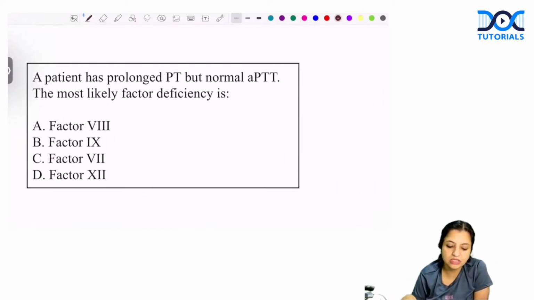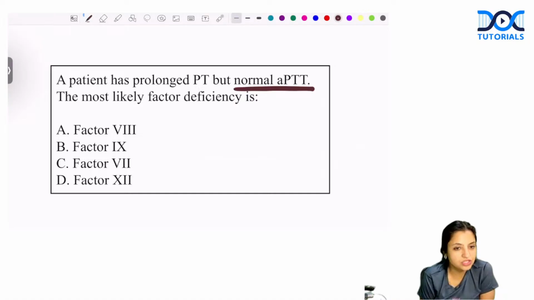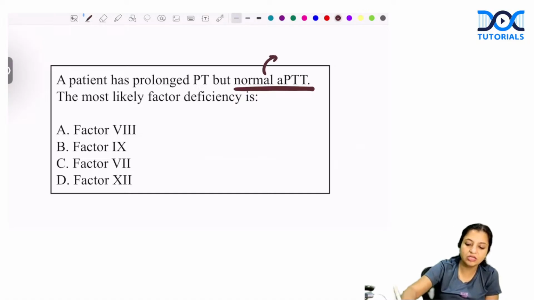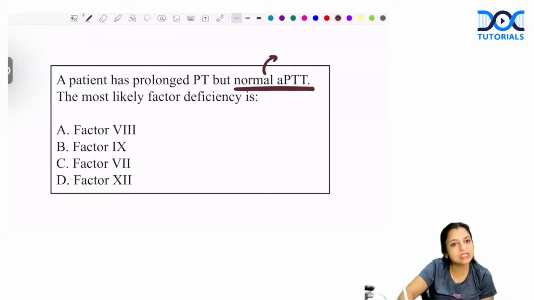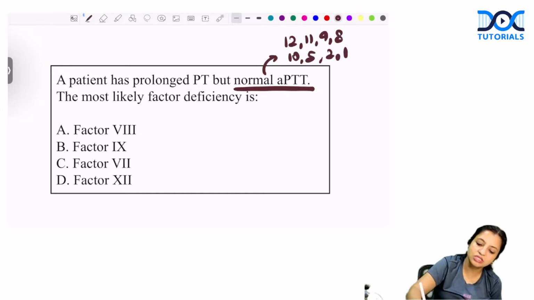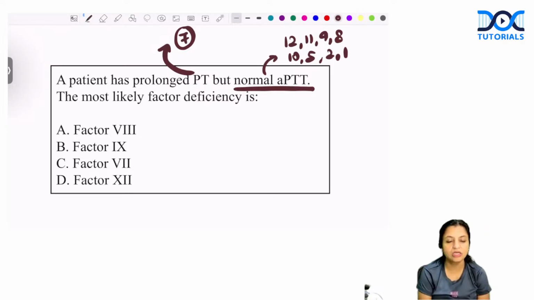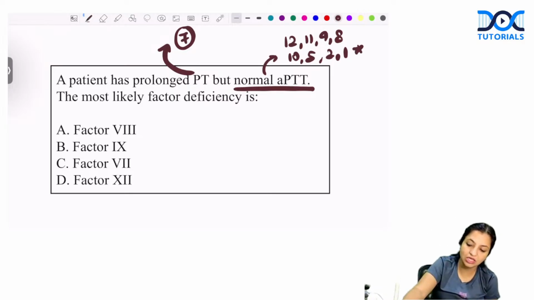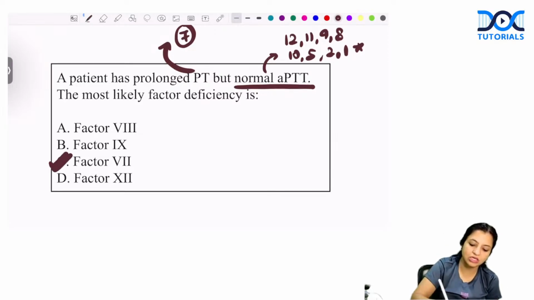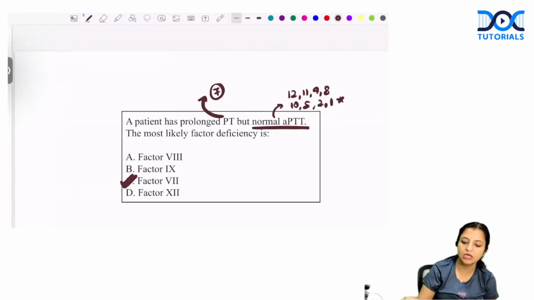Now look at this. A patient has prolonged PT, but APTT is normal. What is the deficiency most commonly? Normal APTT means the common factors are normal. APTT measures intrinsic and common factors. Intrinsic factors are 12, 11, 9 and 8. Common factors are 10, 5, 2 and 1. So if only PT is prolonged, only 7 is abnormal, because 10, 5, 2, 1 are normal, and that is why APTT is normal. So if the patient has prolonged PT, most commonly he has deficiency of factor 7, and probably a warfarin overdose. That's what you have to remember.